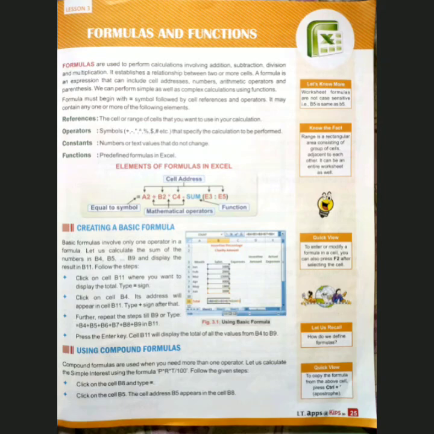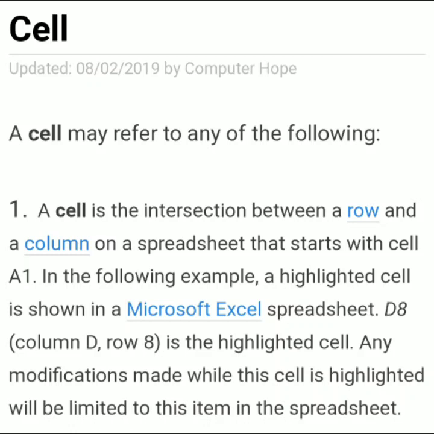So let's start. First we will see what is a cell. First we will recapitulate about MS Excel. What is a cell? A cell may refer to any of the following. A cell is the intersection between a row and a column on a spreadsheet that starts with cell A1. In the following example, we will know.